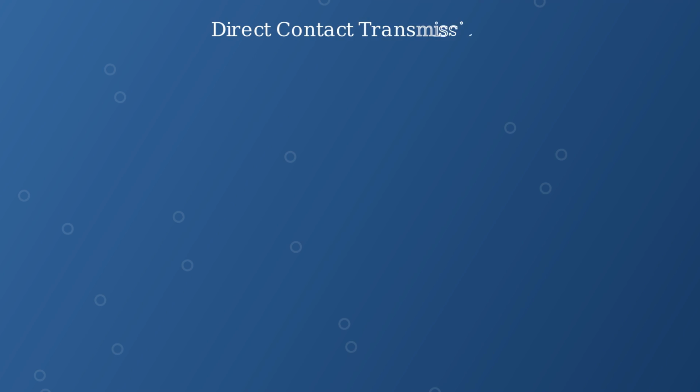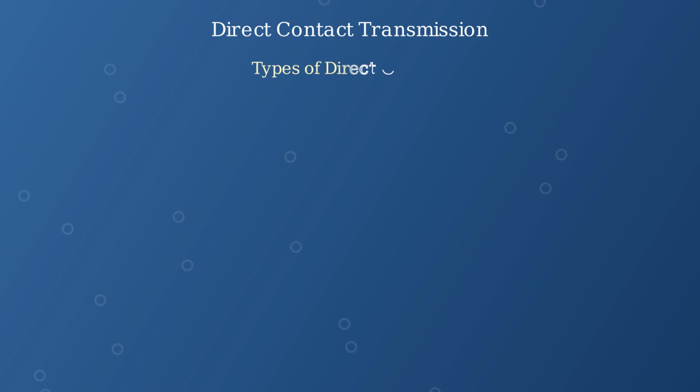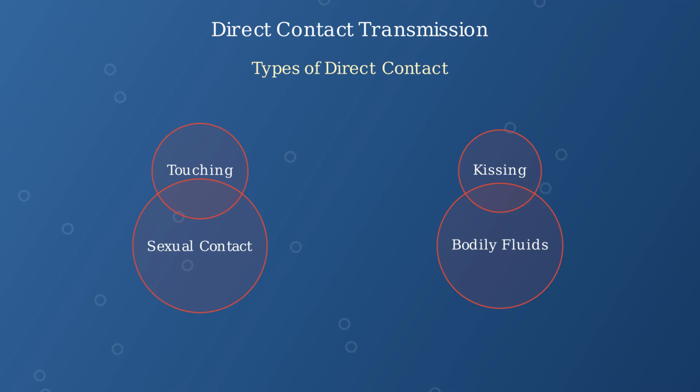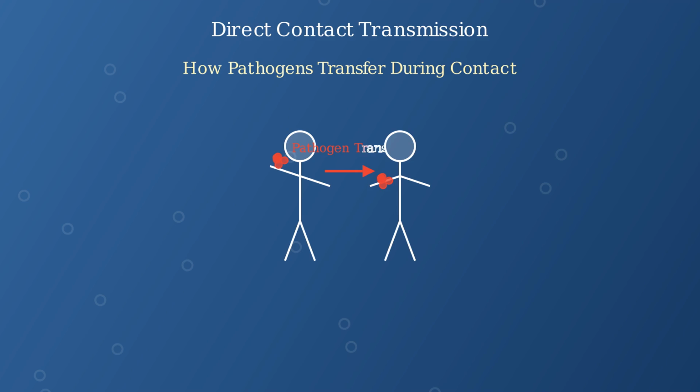Direct contact transmission is a common way for communicable diseases to spread from person to person. Direct contact transmission occurs when disease-causing pathogens transfer directly from an infected person to someone who is susceptible to infection. There are several types of direct contact transmission, including touching, kissing, sexual contact, and exposure to bodily fluids. When physical contact occurs between an infected person and a susceptible individual, pathogens can transfer from one person to another.